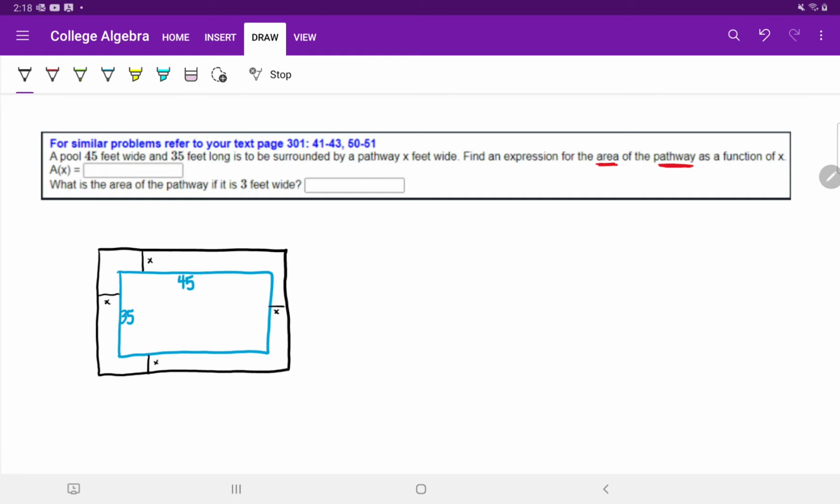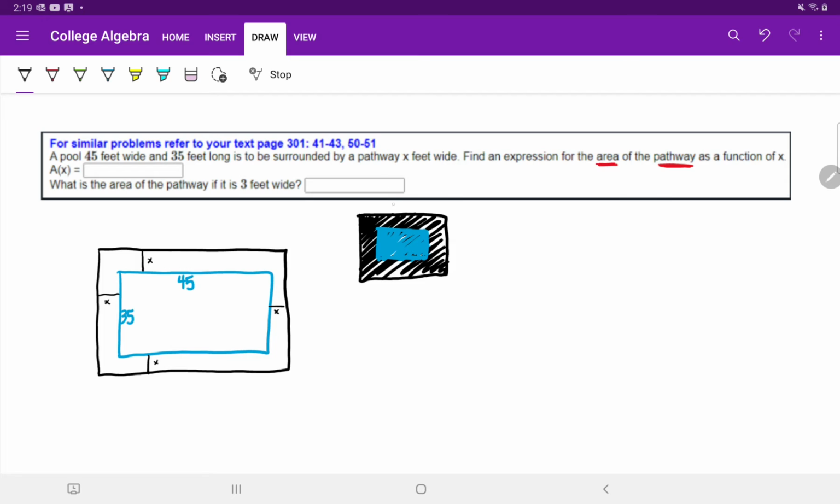So let me draw another smaller image here. If the outside border of our pathway is here, and our swimming pool is here, then the area of our pathway is going to be the area of the pool, which is this area, minus the area of our pool. I actually think I might have said that backwards. It's going to be the area of the outside of the pathway minus the area of the pool.